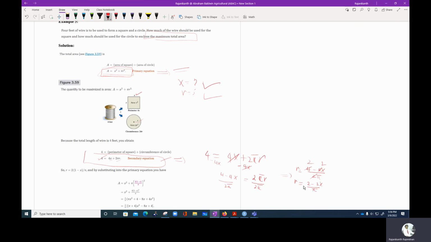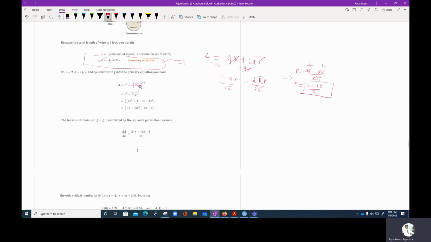This is going to be r. So now replace the r value by this into that original area function. That's why you see this step. So they have factored 2 out, and they have written r like this: 2 times 1 minus x over pi. Replacing instead of r and simplifying, you will get a nice function in terms of x only. So this is the area function. After that, take the first derivative to find the relative maximum.